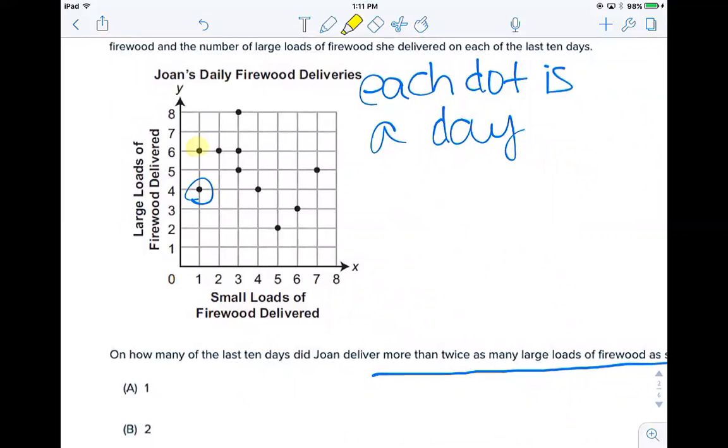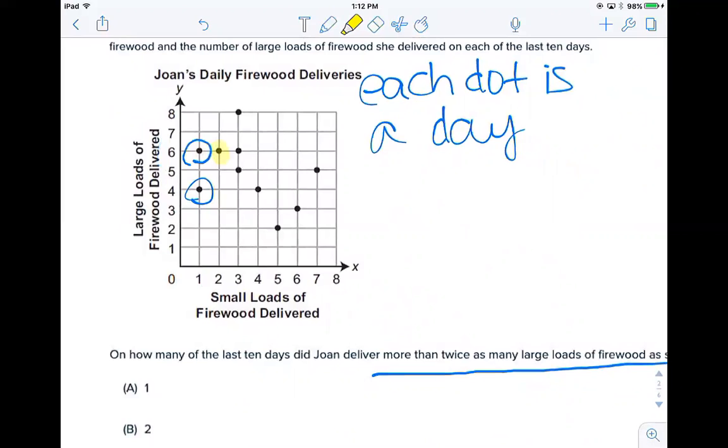Let's look at this day. She did 1 load and 6. Well, 1 times 2 is 2. 6 is greater than 2. So that also is going to be a possibility. So I'm going to circle that day.